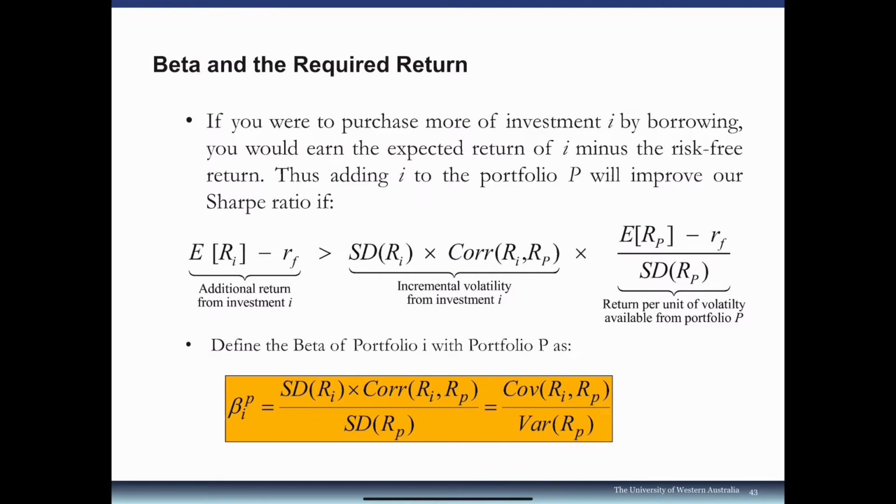This is another very important slide. Let's say I'm thinking about buying into investment I, given what I have with portfolio P. Because I already made my allocations, the only way for me to buy I is to borrow.